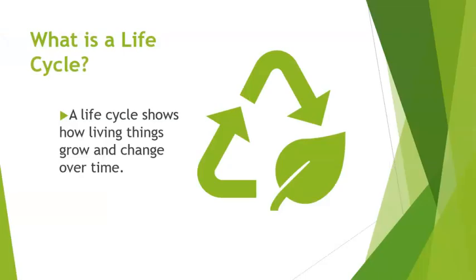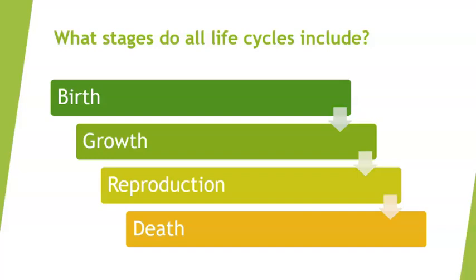So, what is a life cycle? A life cycle shows how living things grow and change over time. And what stages do all life cycles include? Well, there are 4 stages. There is birth, growth, reproduction, and death. All life cycles must include these 4 stages.